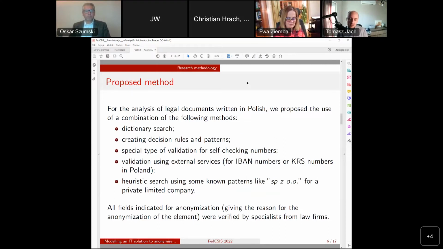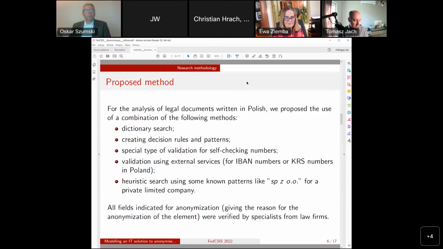The fourth method was to validate numbers, especially numbers, using external services. There are some external services in Poland which provide application interfaces. Then you can validate whether a particular set of 9-digit numbers is actually a company number in Poland.